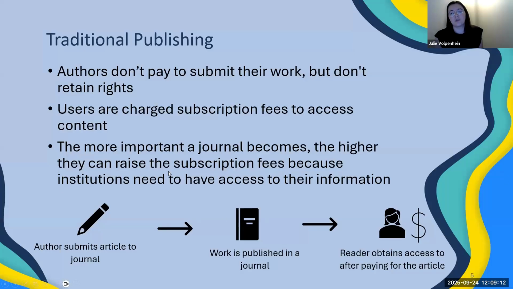So the more important a journal becomes, the higher these publishers can raise the subscription fees, because institutions need to have access to that information. If a journal is highly cited all the time and it takes a big place in the scientific conversation, institutions like UK, we want to be a part of that conversation. We want to have access.